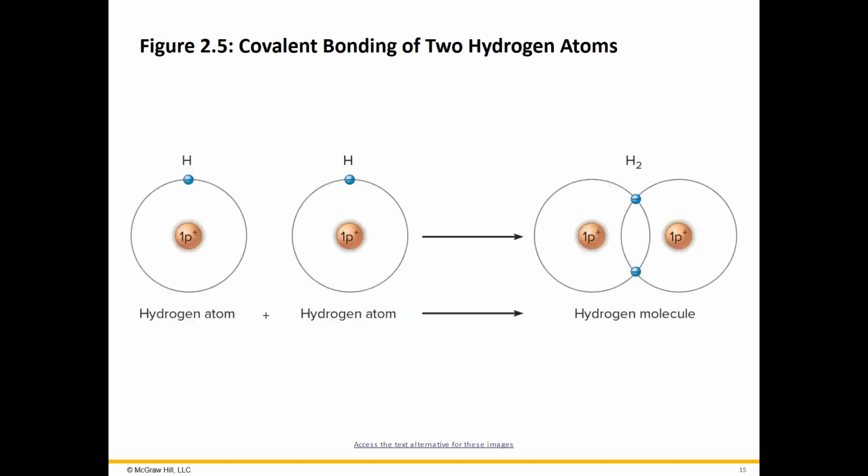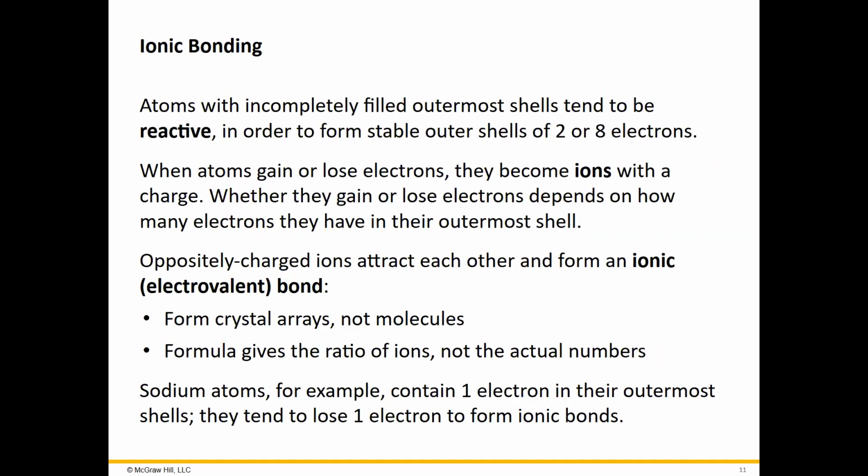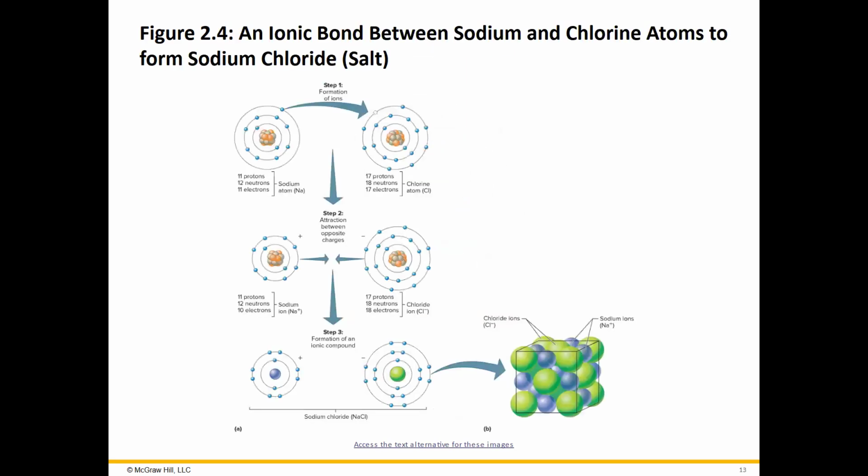Yeah? So the three bonds, ionic. If I have two ions, one negative, one positive, they bond to each other ionically, okay? They create a crystal array. So if I have sodium and chloride, chloride rips an electron off of sodium, creates two ions. Those ions are attracted to each other. They do not form a molecule, but they do form a crystal array.